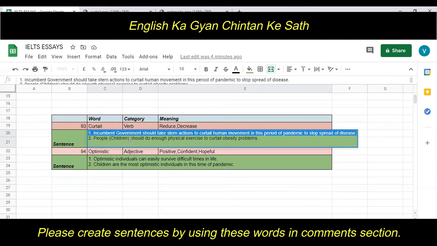So instead of using reduce human movement, instead of using decrease human movement, I have utilized the word curtail. And I think it is the responsibility of the government to make some strict rules, and people should also follow those rules and regulations to somehow curtail human movement within the city area, within the village area, between the cities also, so that in this time of pandemic the spread of disease will be curtailed, or reduced, or decreased, right?